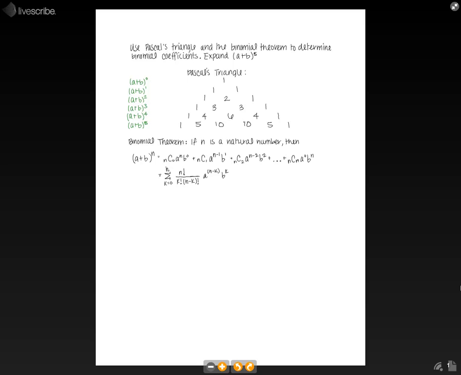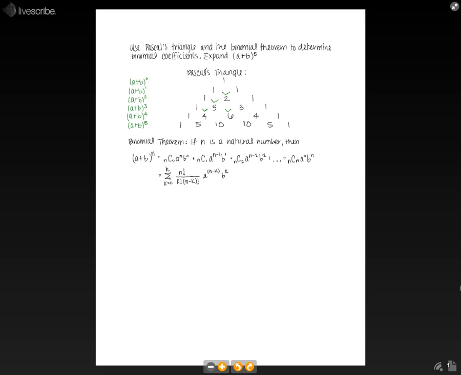Alright, so if you ever have to build your own Pascal's triangle, you can start with 1 at the top, and then the numbers below are the sum of the two numbers above them. So like this 2 is the sum of these two 1s. This 3 is the sum of 2 and 1. This 4 is the sum of 1 and 3, and then this 6 is the sum of 3 and 3.